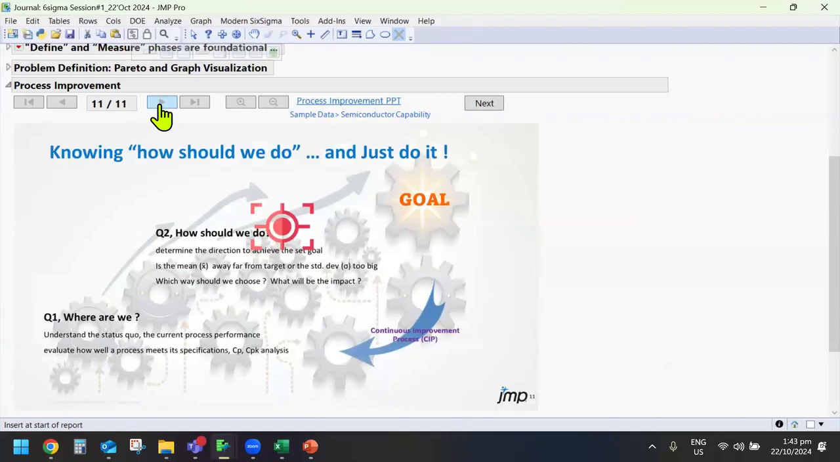Okay, let's recap for this session. Knowing how we should do is very important for process improvement activity. Then once you know how we should do, just do it, right? Just do it.